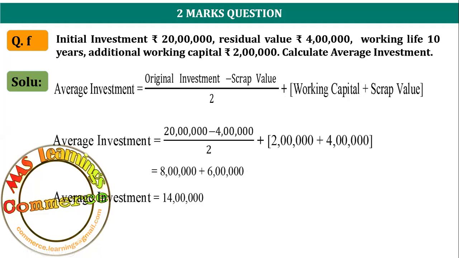Now we will put in the figures and we will get average investment as 14 lakh. That is original investment 20 lakh, residual value, that is scrap value, 4 lakh, divided by 2, plus working capital, that is additional working capital 2 lakh, plus scrap value, that is 4. If you simplify, we will get average investment as 14 lakh rupees.